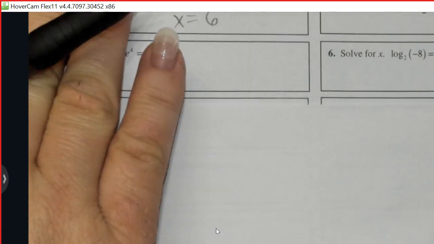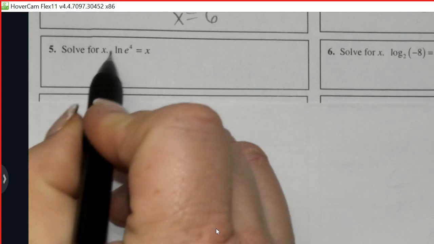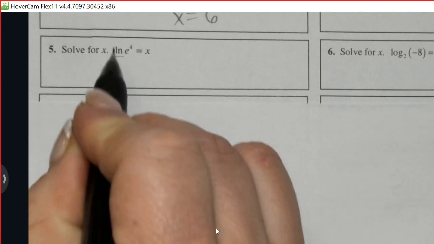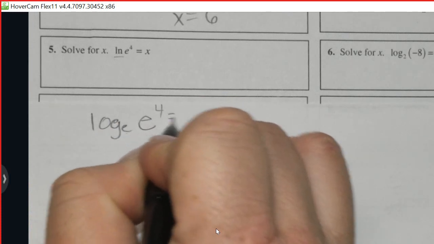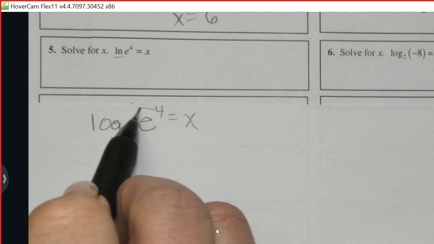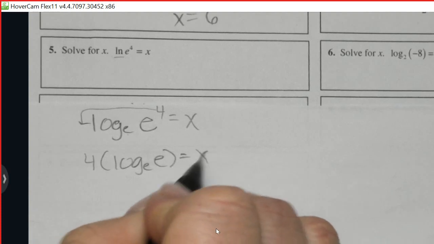Okay, let's look at number 5 and let's look at number 6. In number 5, we want to solve for x. ln is just a shortcut method, like we have shortcuts on our phones and on the keyboards on our computers. It means natural log, but ln is equivalent to log base e. This is the exact same thing as this. So I'm going to translate it into log base e. You don't have to, but I find for most students, they understand it a little better when they do that. Okay, well, this exponent comes in front, and we have 4 times log base e of e equals x.